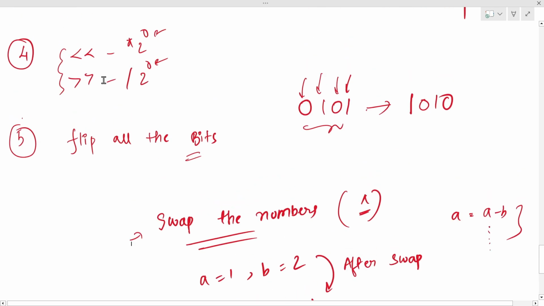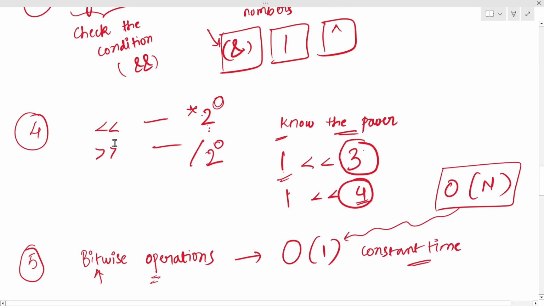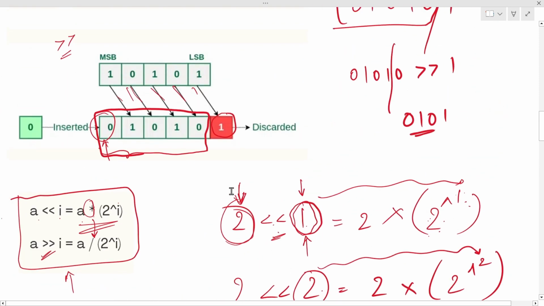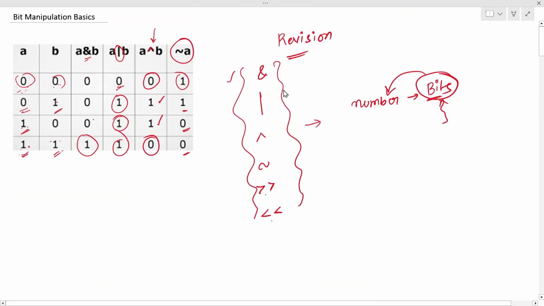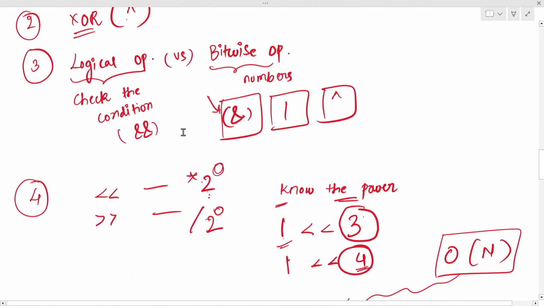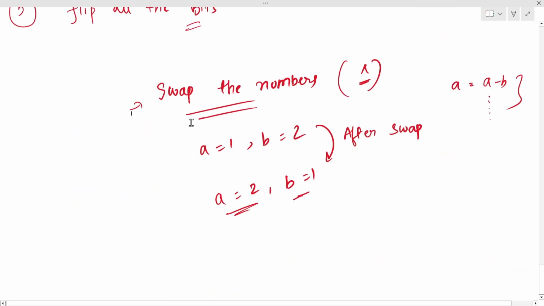So just know these things: what is flip, what is toggle, what is set and unset, and of course you need to know what left shift and right shift are and how we can apply them. XOR will play a crucial role, and of course don't get confused between logical and bitwise operators. These are the basics, you need to know these things. If you are getting any confusion, please watch my video on using bitwise operators. In that video I have explained in detail these operators and how they work internally. So these are some of the facts and concepts related to bitwise operators.